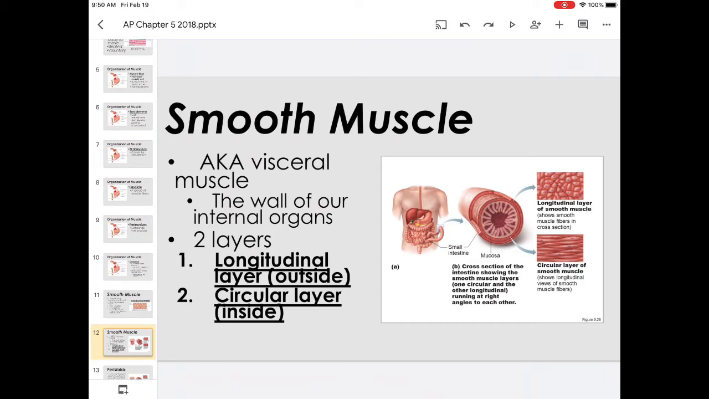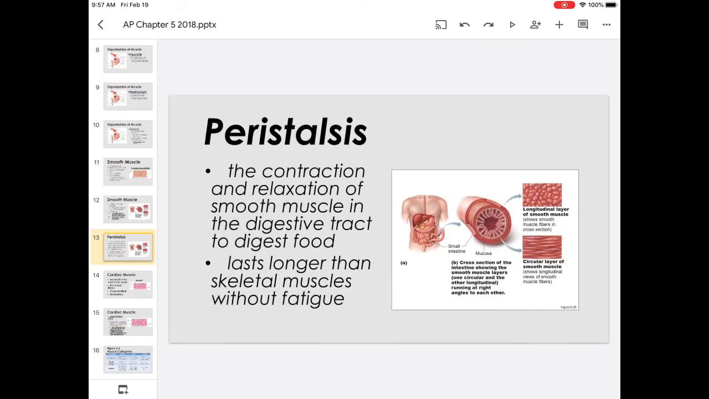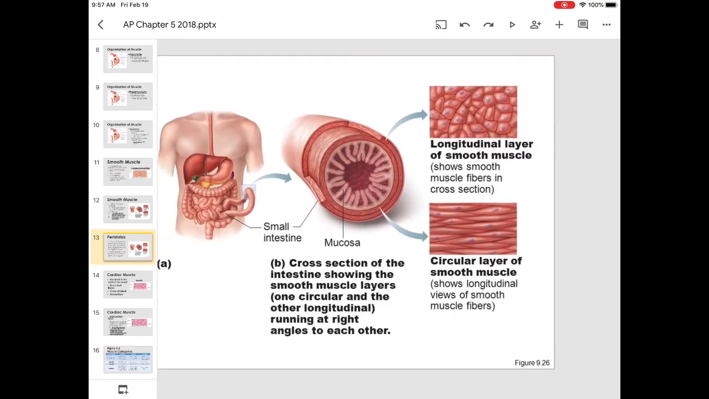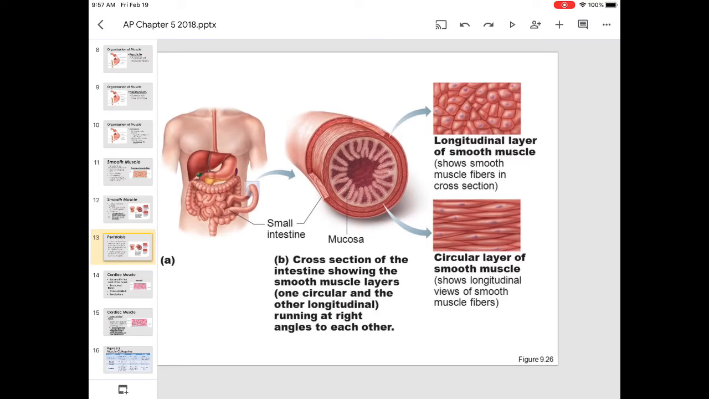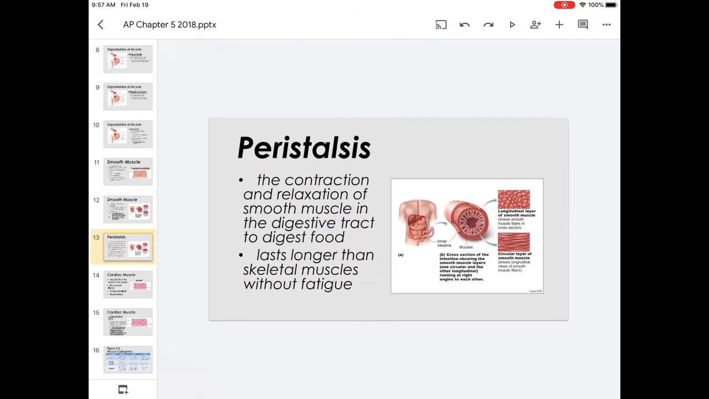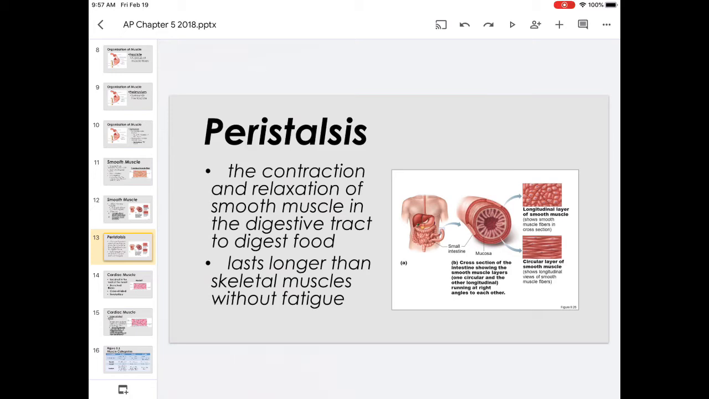There are two smooth muscle layers. One runs lengthwise and one goes around the organs. The lengthwise one is your longitudinal layer, which is on the outside, and then your circular layer is on the inside. There's something called peristalsis, which is basically the contraction between the two layers, the longitudinal layer and the circular layer of the muscle cells. So you can see here you have the longitudinal layer covering the outside of the intestine, and the circular layer covering the inside.